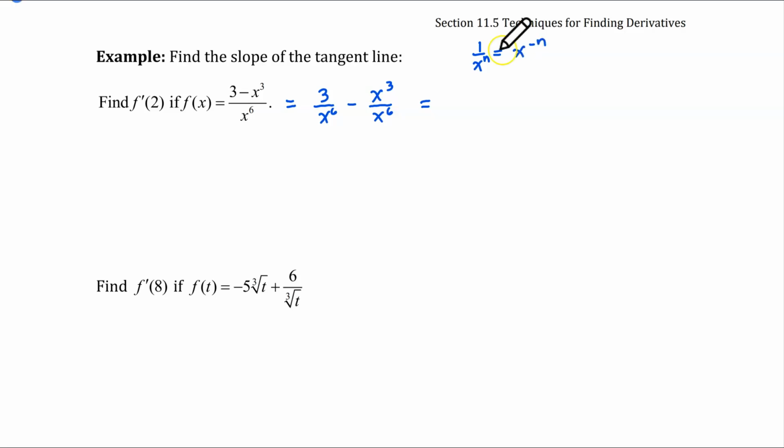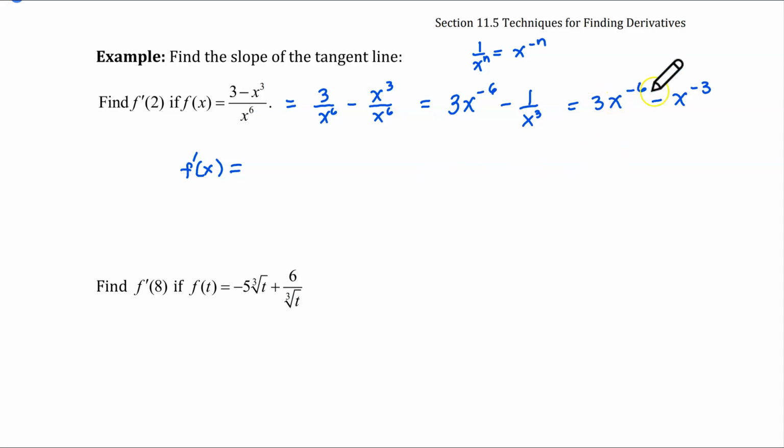So the first term will then be equal to 3x to the negative 6, and x cubed over x to the 6 is equal to 1 over x cubed. So you have 1 over x cubed here. And then this is just equal to 3x to the negative 6 minus x to the negative 3. So now we've written everything in exponential form. Now we're ready to find the derivative of the function at x.